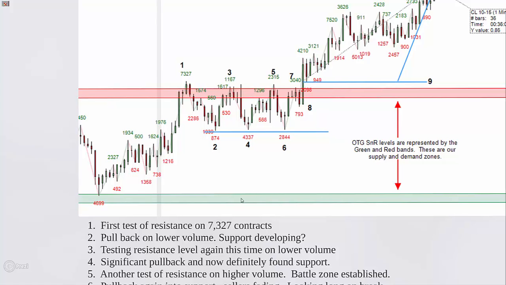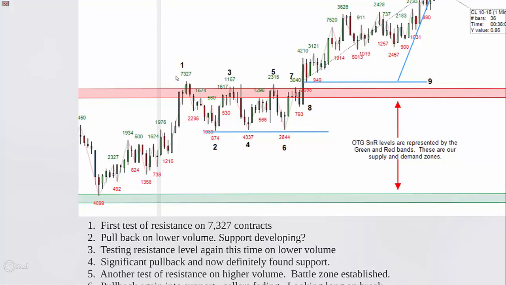First of all, this green area is a supply and demand zone. It's one of our support and resistance zones. And this red area is also a support and resistance area. In this case, it's resistance. The green level is support. As the market has moved up into our zone, this is our first reference point. We are watching now to see what happens.